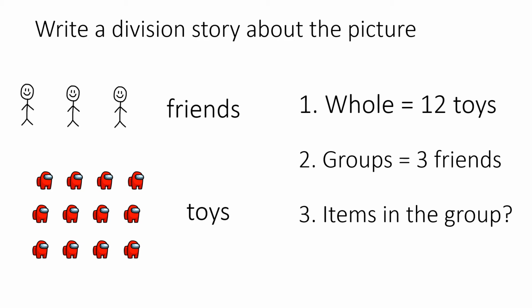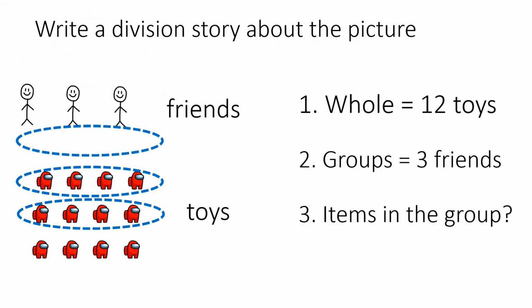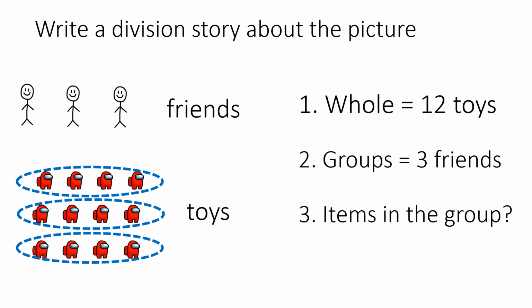Let's draw circles to visualize the answer. 1 friend, 2 friend, 3 friends. So there are 3 groups of 4. Each friend has 4 toys.